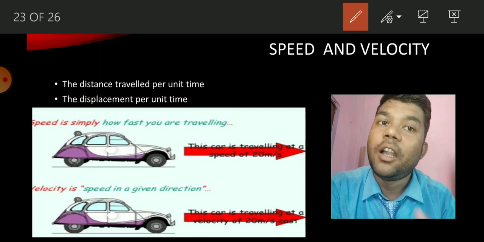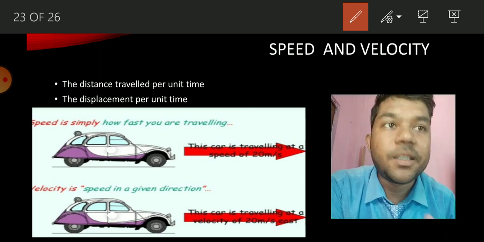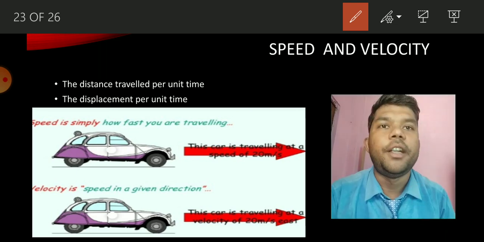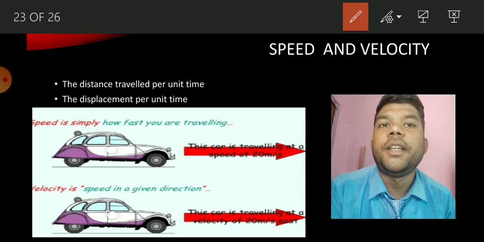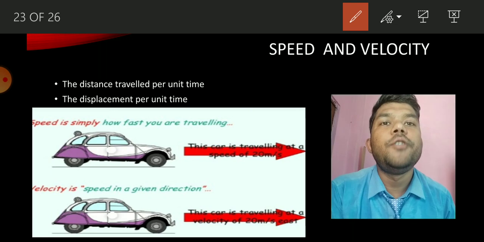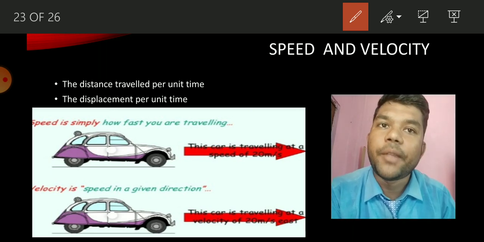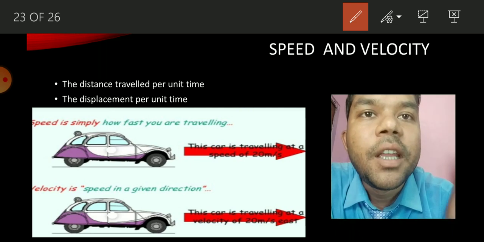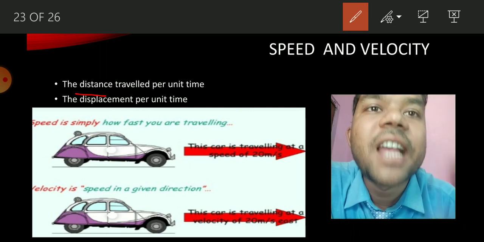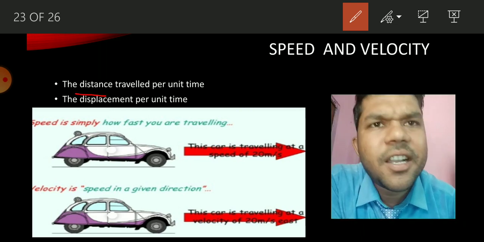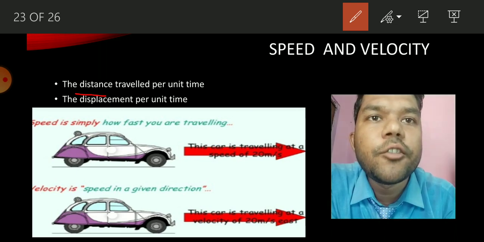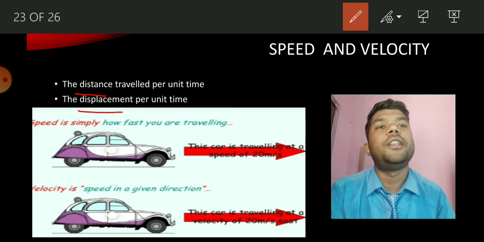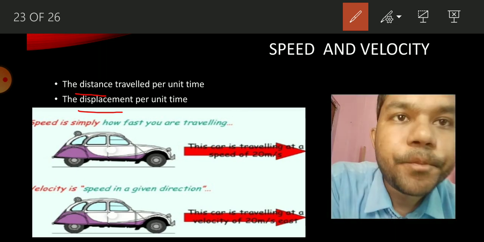So like distance and displacement, speed and velocity are also different terms. We can define speed as the distance traveled per unit time, but velocity as the displacement per unit time. That is the difference. For speed, there is the distance traveled, and distance means any direction. But for velocity, there is displacement per unit time. So that is the difference between speed and velocity.